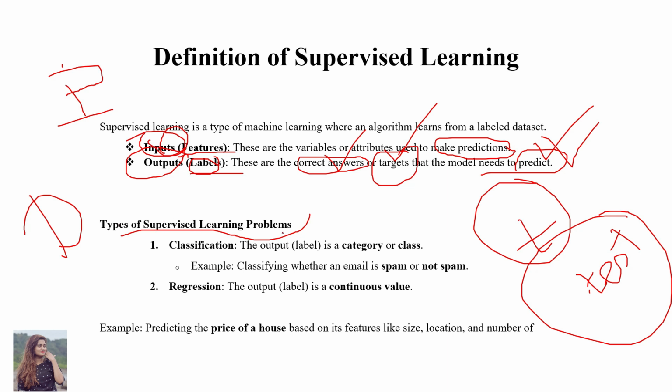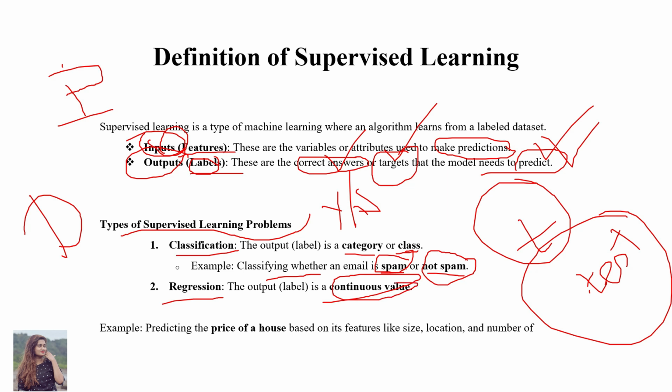Types of supervised learning problems: classification problem and regression problem. In a classification problem, the output label is a category or class. So we have to remember the category or class. Example, classifying whether an email is spam or not spam. An email has come into our mailbox, so we have to identify whether it is spam mail or not spam mail. This is also yes or no.